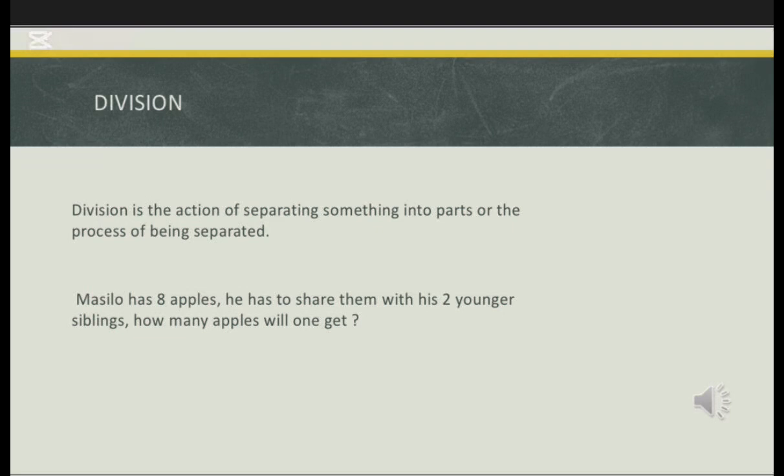This is going to be our last slide, which will be talking about division. Division is the action of separating something into parts or the process of separation. Masilo has 8 apples. He has to share them with his 2 younger siblings. How many apples will one get?